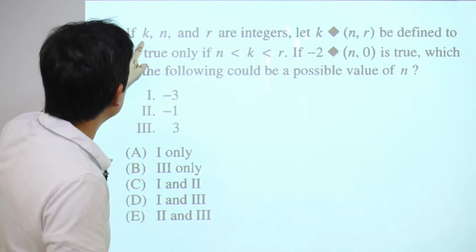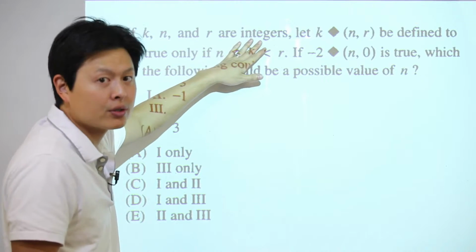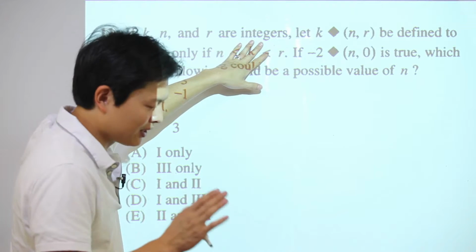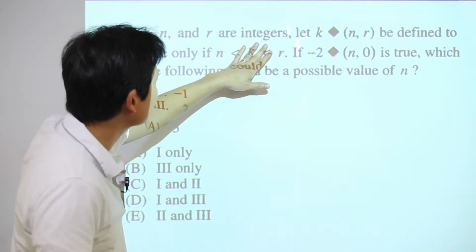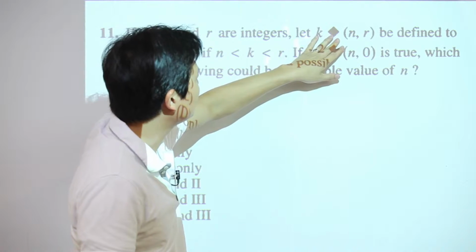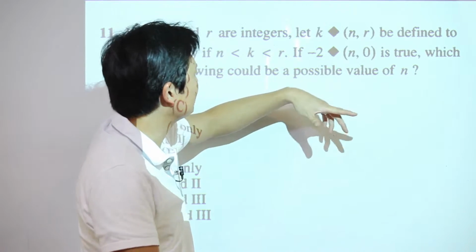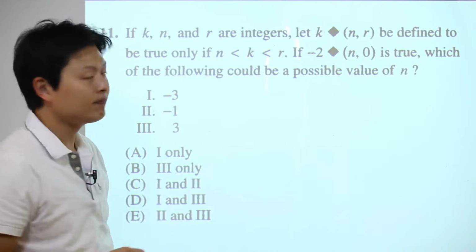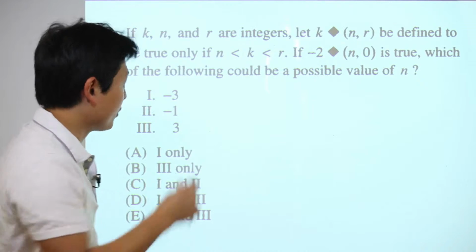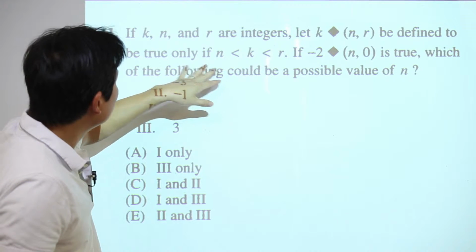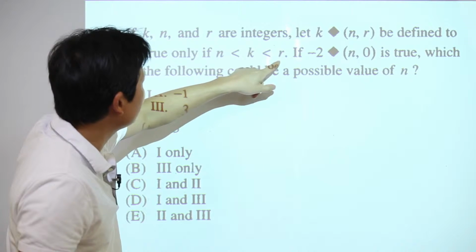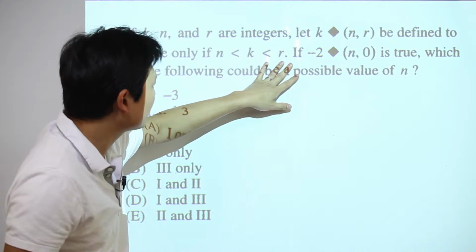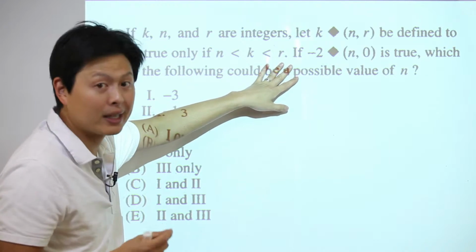And so here it says, if k, n, and r are integers, and integers are non-decimals, it could be positive, negative, or 0, as long as they're not decimals, they're considered to be integers. Let k, diamond, n, comma, r, and I have no idea what this means, but be defined to be, so they define what that should mean for this problem. To be true if, only if, n is less than k is less than r, right? So that's true as long as this statement remains to be true. So let's see how we can apply that once they give us some more information.